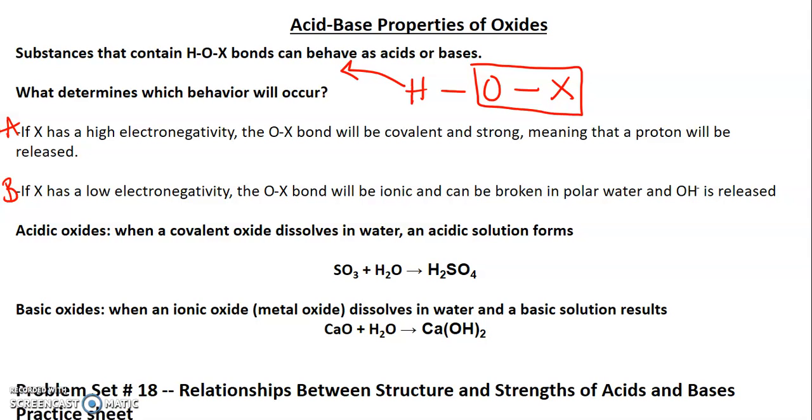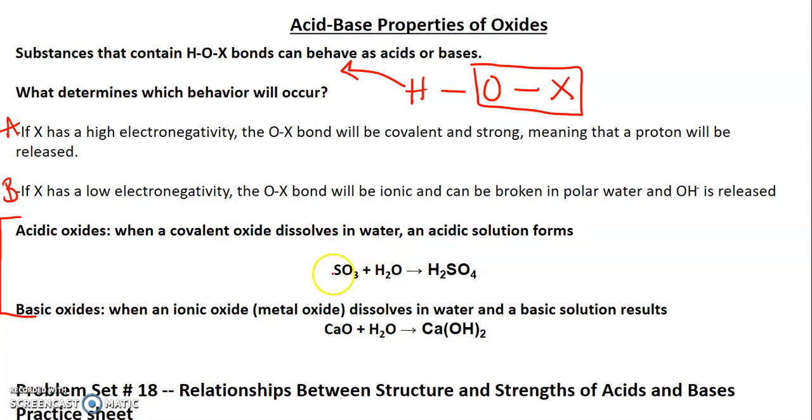In the other case, if the X element has a low electronegativity, then the bond between the oxygen and the X element is going to be ionic. When that happens, it can be broken by polar water, and then a hydroxide is going to be released. Here is a general statement about basic oxides and acidic oxides. When a covalent oxide dissolves in water, it's going to form an acidic solution. If you have an ionic oxide, so a metal oxide, when it's dissolved in water, it's going to be a basic solution.